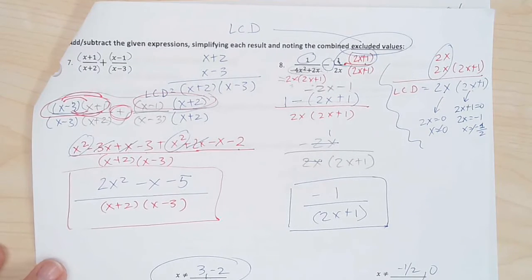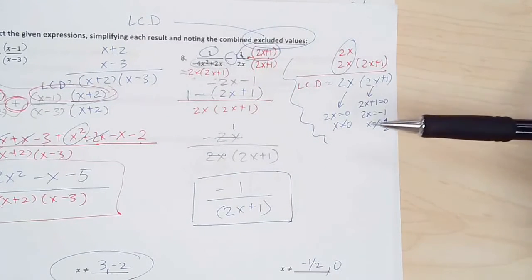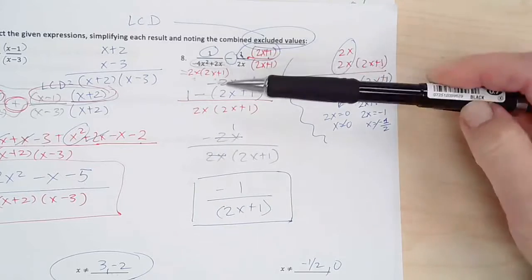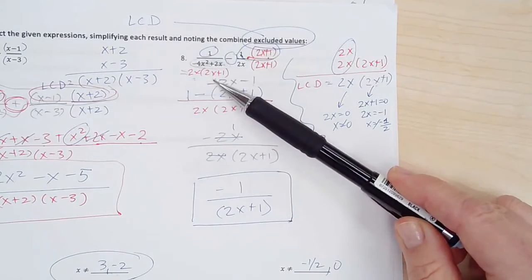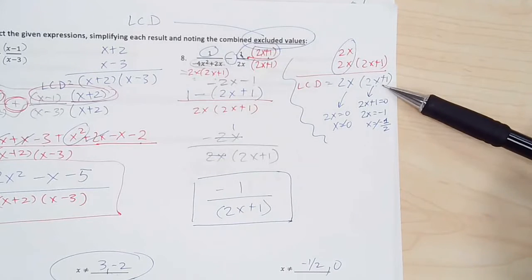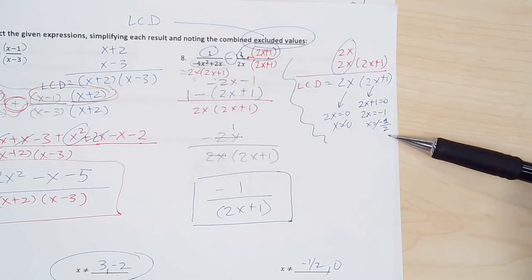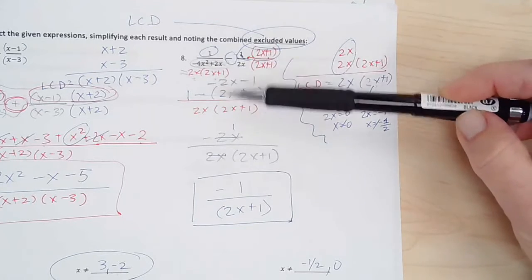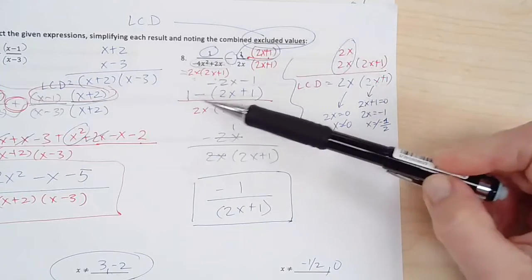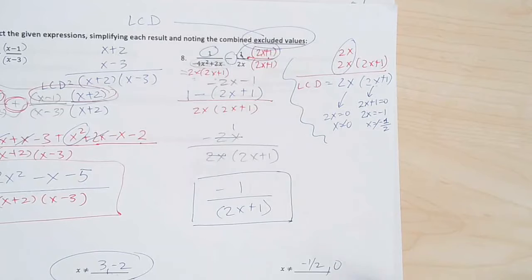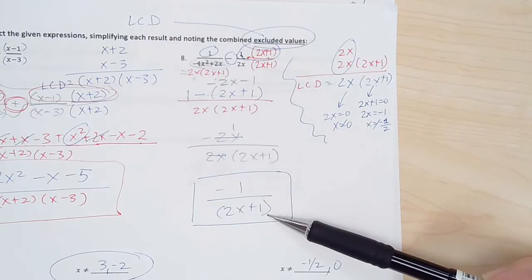Number 8, again, you should have done this already. I'll post the key on Canvas so you can look at it later. This is quick. First denominator factors into 2x, quantity 2x plus 1. The LCD then is 2x times the quantity 2x plus 1. X cannot equal 0 or negative 1/2. Build your LCD, multiply the second fraction by 2x plus 1 over itself, subtract that second numerator, and you end up with a simplification, negative 1 over 2x plus 1.